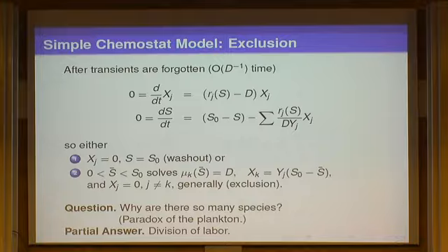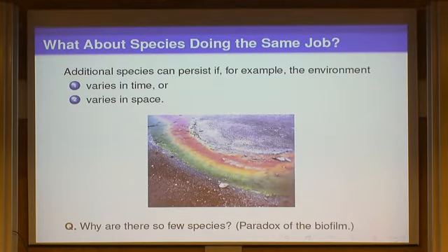Well, of course, one answer, which doesn't really answer the paradox of the plankton, is you have a division of labor. So different things can do different things. You take your food and you turn it into CO2, but you do it in a number of steps, say. So you have different species for each of those steps. But what about the case where you just have a single job that you're interested in? So you have a bunch of species doing the same thing.